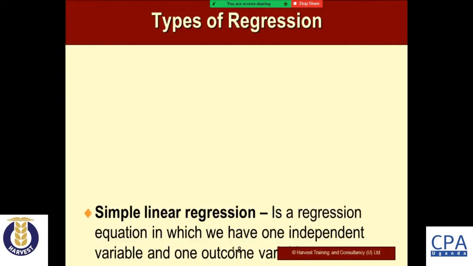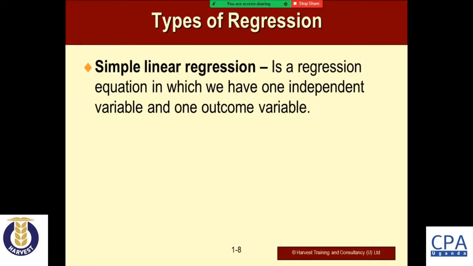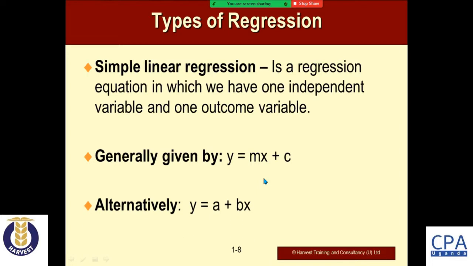So as I mentioned in the initial presentation, we can have a simple linear regression where we have a regression equation in which we have one independent variable and one outcome variable, which is the dependent variable. Now, the linear regression equation is given by y = mx + c, which all of you know, or alternatively you can use y = a + bx. So we shall be using the second one, the alternative, y = a + bx.